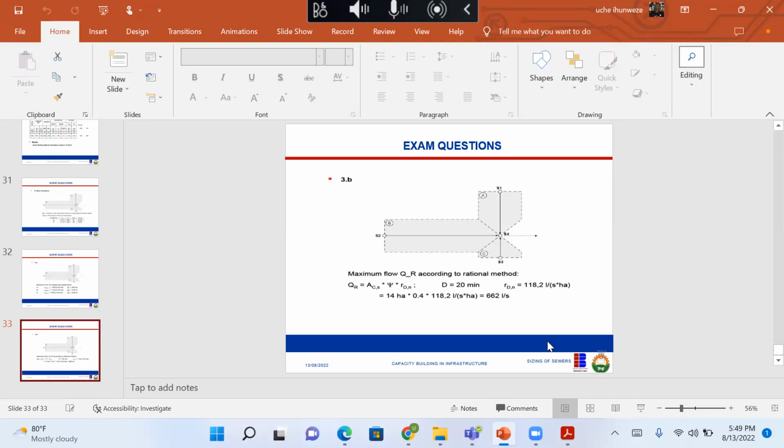Have you understood? So for this instance, the runoff will be the catchment area multiplied by the peak runoff coefficient, right? If you look at it, it gives you 182. Then if you multiply 14 hectares by the peak runoff of 0.4, it will reduce it to this. Then multiply that with this, it will give you 662 liters per second.